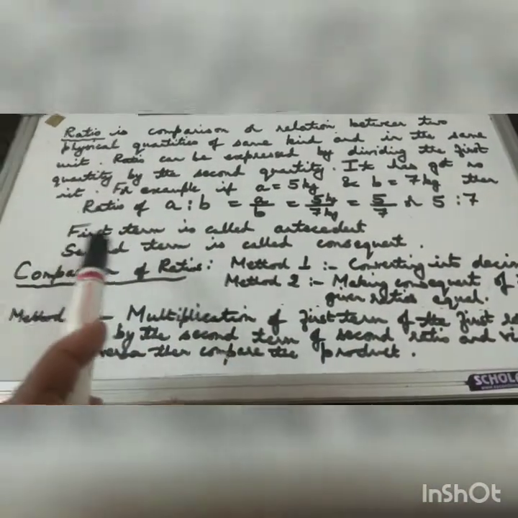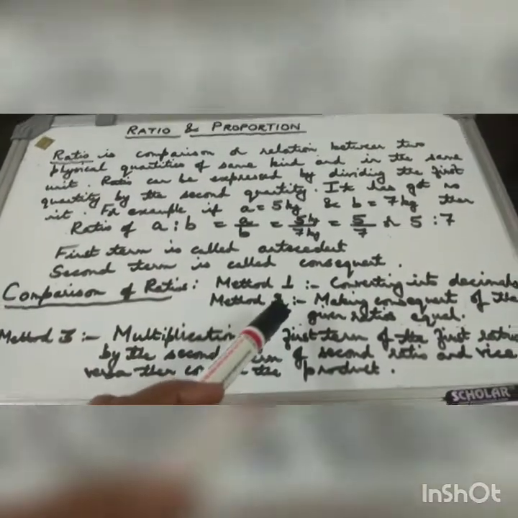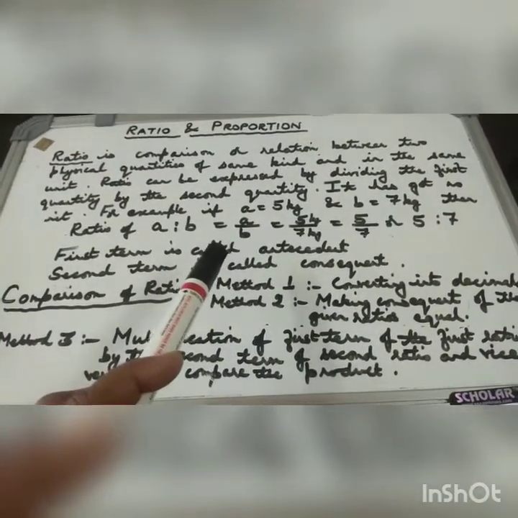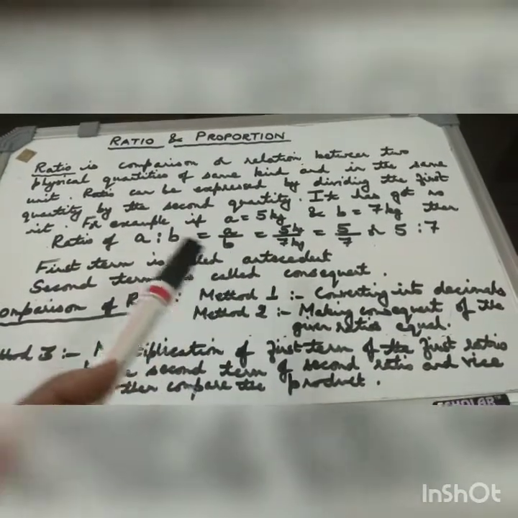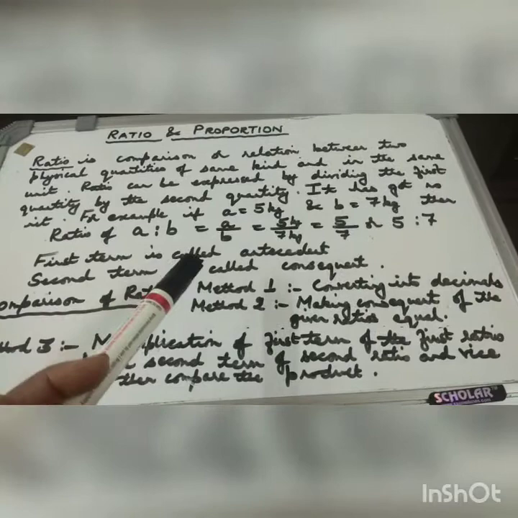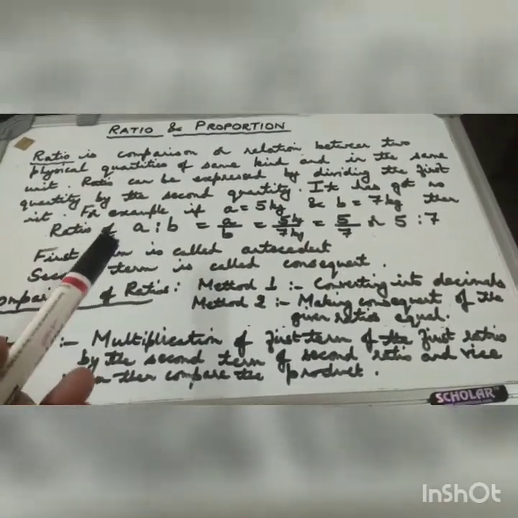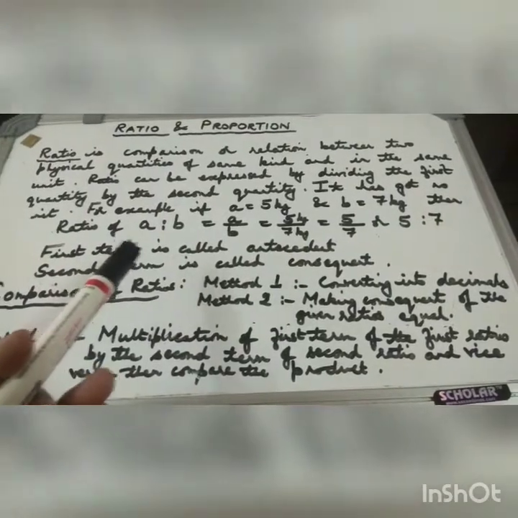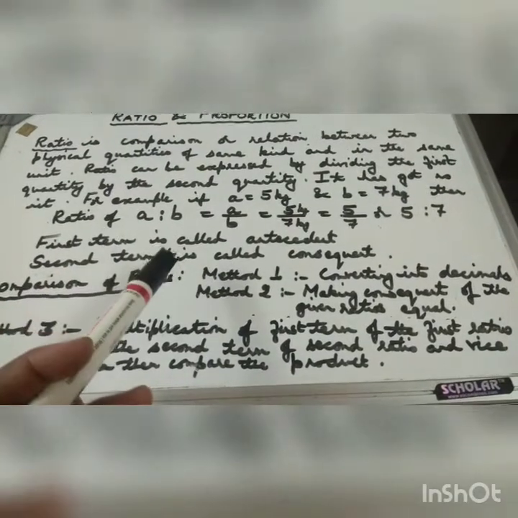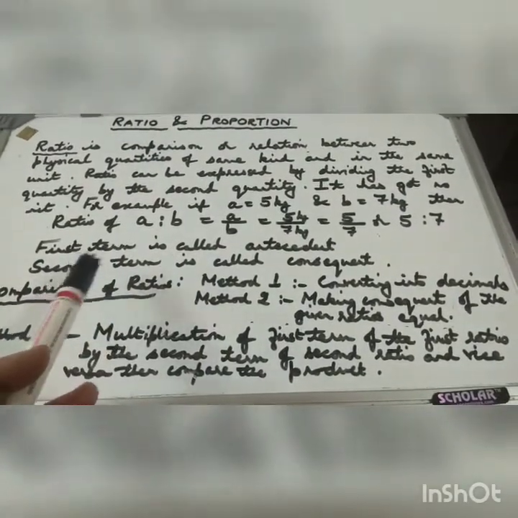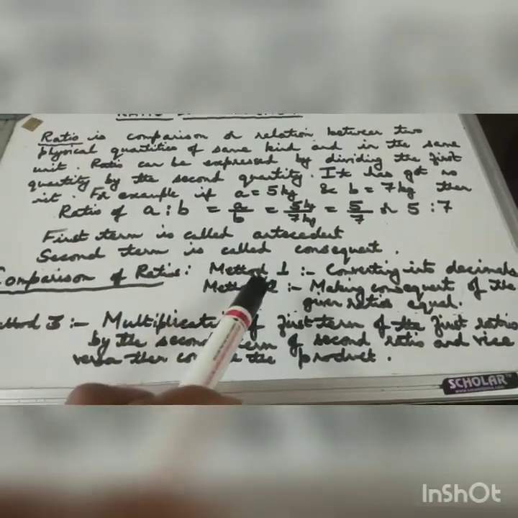Now, I hope you would have understood what is ratio. That is, whenever you are comparing any two physical quantities, you are trying to take ratio of these two quantities. For example, height, weight, and many other things. Even your marks, like maths marks, if you are comparing, then obviously you are taking ratio. First term is called antecedent, second term is called consequent.